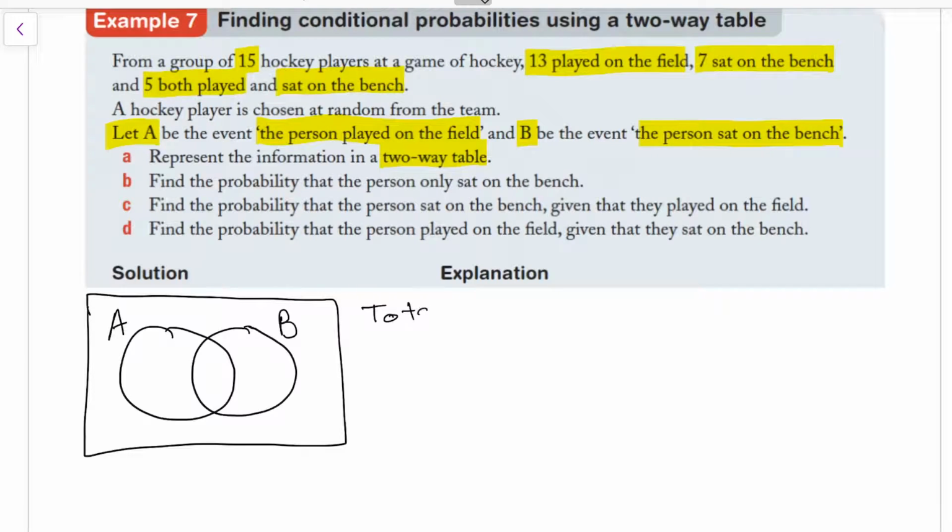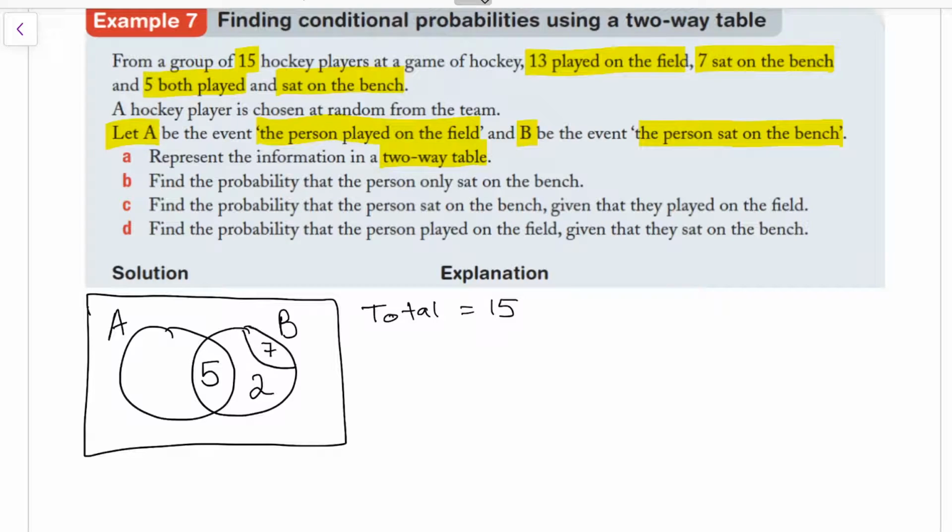We know that we have to have a total of 15 players, okay? Always put in your intersection. When they said 5 played both, 5 that did both, meaning they played and sat on the bench, that goes in the middle, okay? So 5 played and sat on the bench. Then we had 7 that sat on the bench, but that 7 also includes the 5 that played both. So how many only sat on the bench and did not play? Well, that was 2.